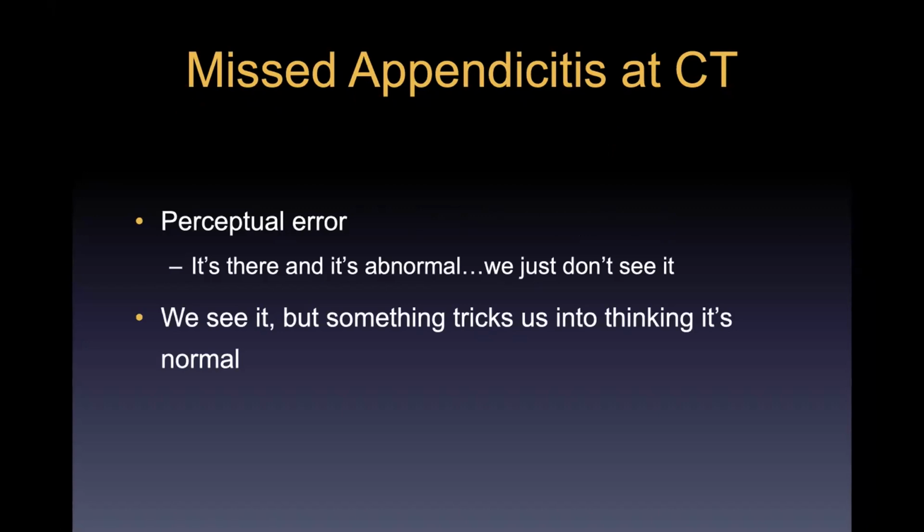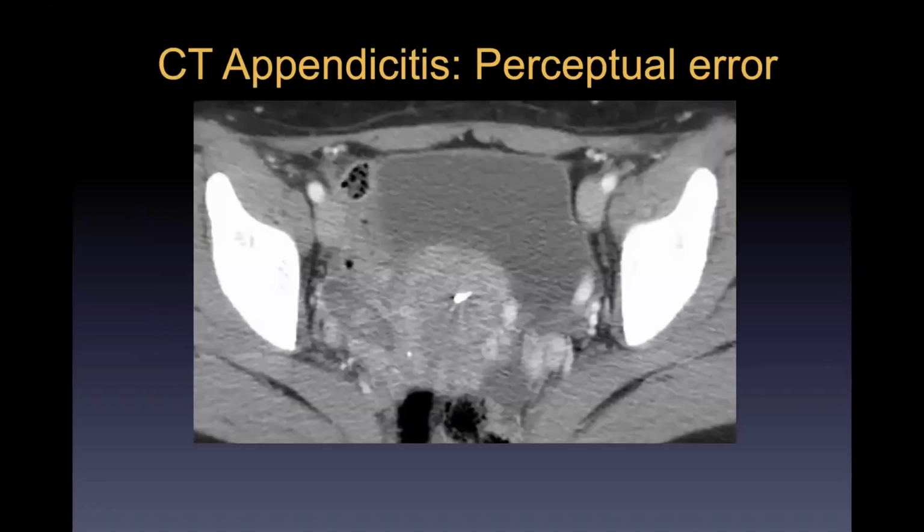But what people sometimes are concerned about is that there will be cases where we see the appendix and something tricks us or reassures us into thinking it's normal when it actually is appendicitis. And what people are always worried about is air in the lumen. So I'm going to talk about that in a moment. First, just a few words about perceptual error.